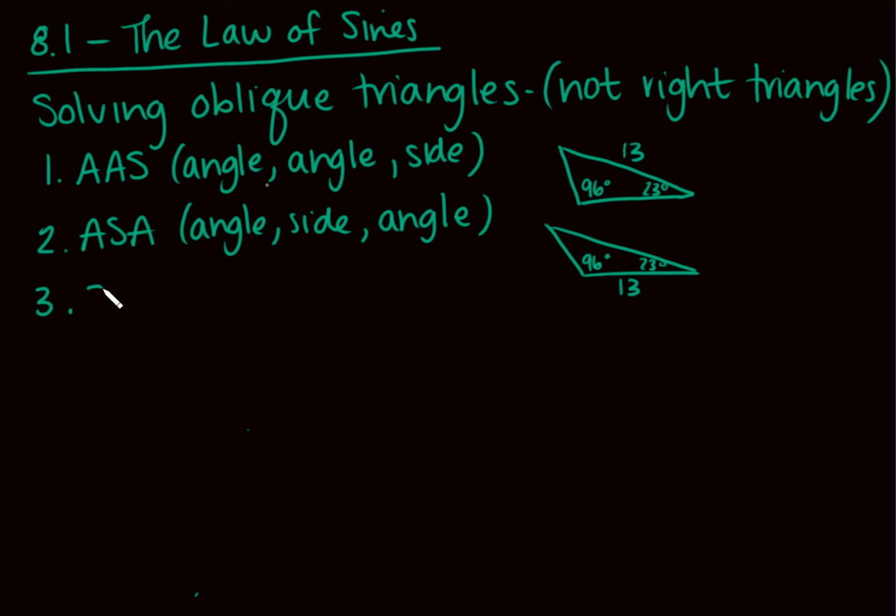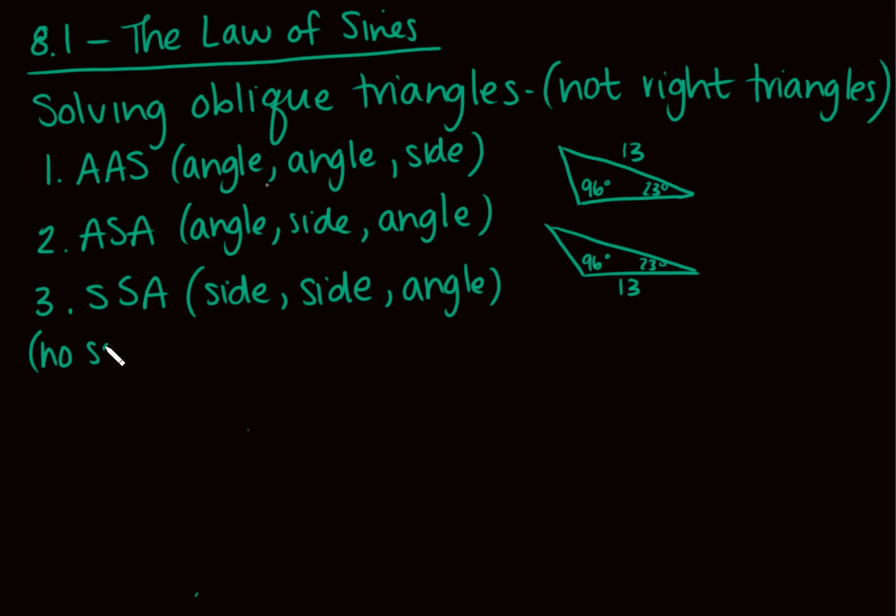Another type is side, side, angle. Make sure you do side, side, angle, not angle, side, side. Side, side, angle is where I know only one angle and I know the sides that are kind of opposite of them. So there are some issues here. In the side, side, angle case, we could have no solution. Like maybe we can't have a triangle that has that one solution. Or we could actually have two solutions.